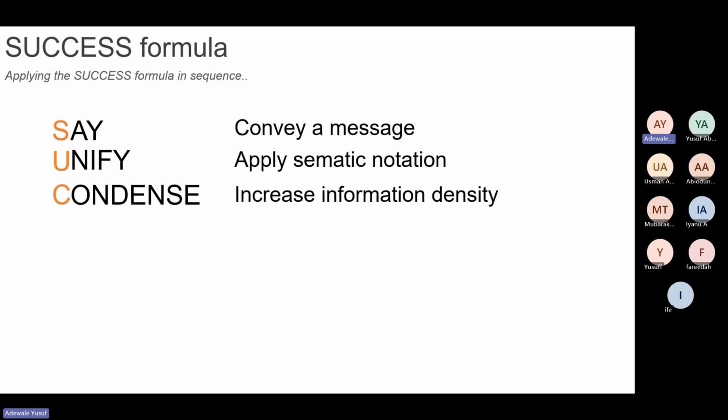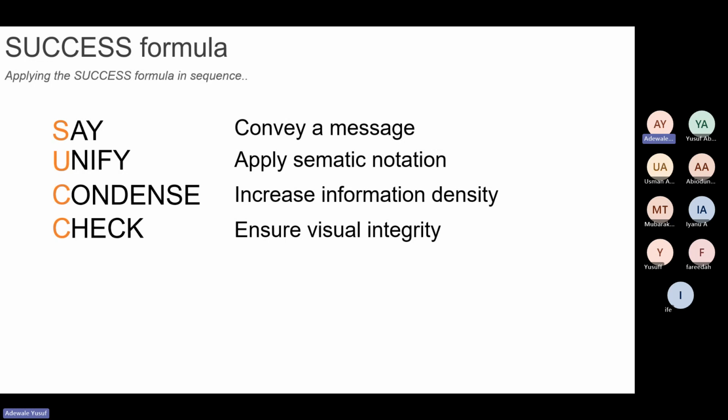Now, U means apply semantic notation, which is the one that I just showed you. That's number 2. Number 3 is condense, which simply means increase information density. When you are talking about states, for example, don't mention only 3 states. Just show all of the states. The information should be accurate, and the quality of the information should be great. That's what condense means.